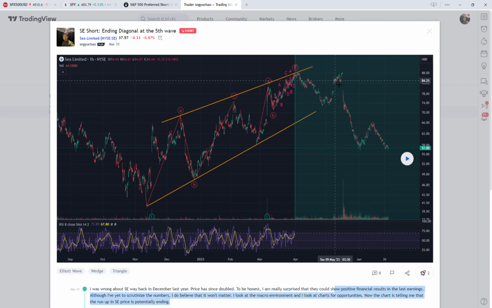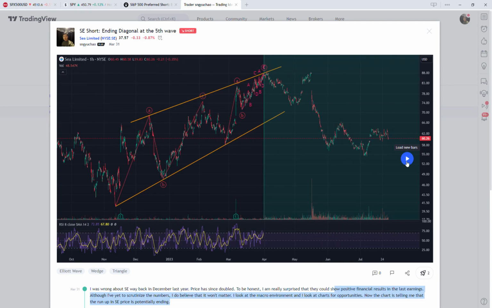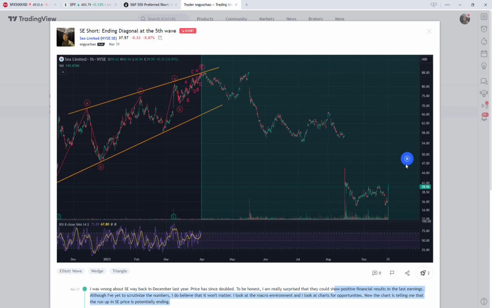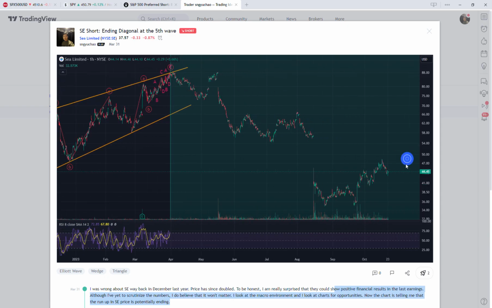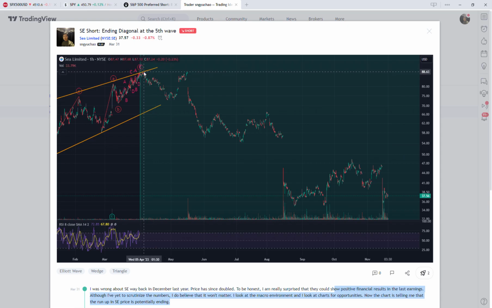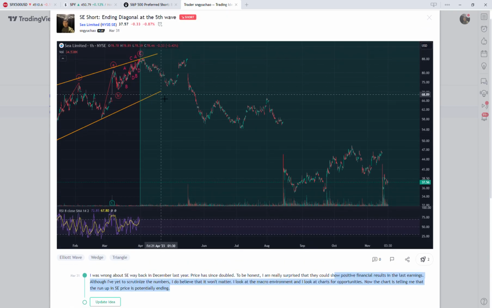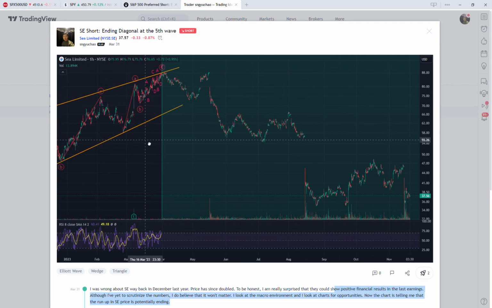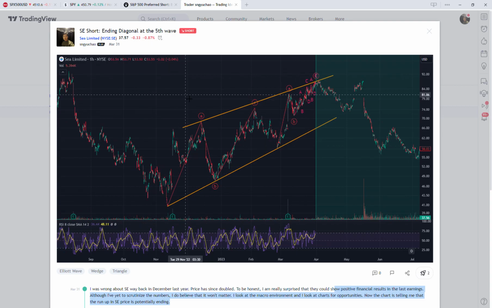So wait, hold on. Let me just play some more on this. What happened to this chart? All right. So it has actually gone down a lot. So like I said, ending diagonal is a very powerful pattern in Elliott Wave itself. So this is the end really. 37.56. Yeah.